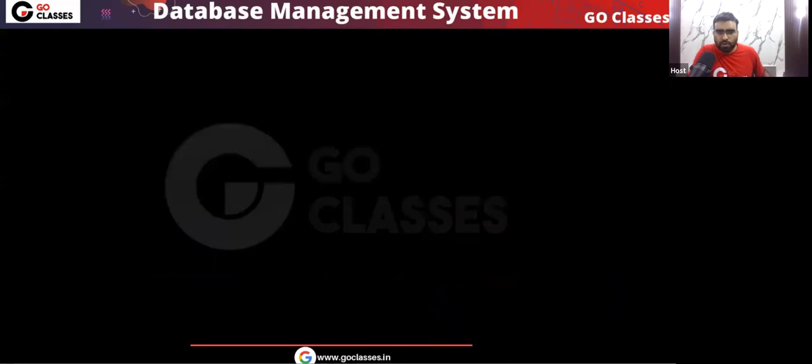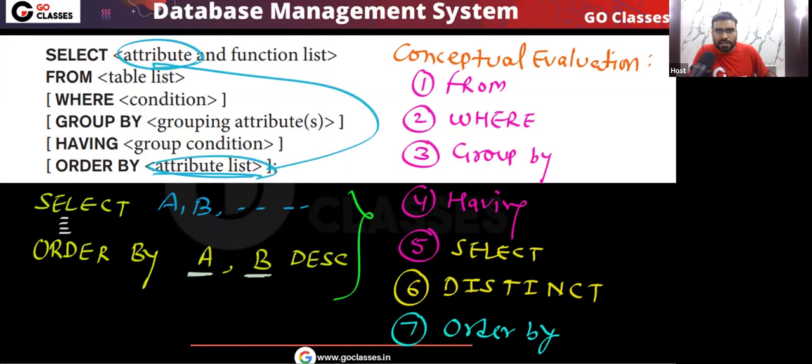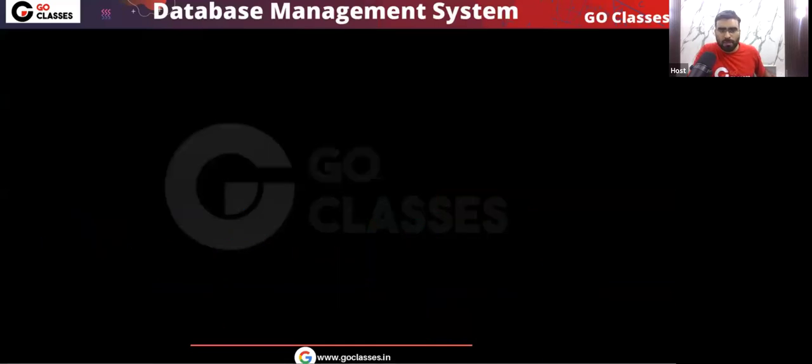And one more thing, I told you that ORDER BY these attributes. This attribute list must be present in this attribute list. Okay, is this clear? I told you this, A comma B, they must be present here. So you can see this A comma B, they must be present in the SQL clause like this. Okay, I hope you understood about the ORDER BY clause.